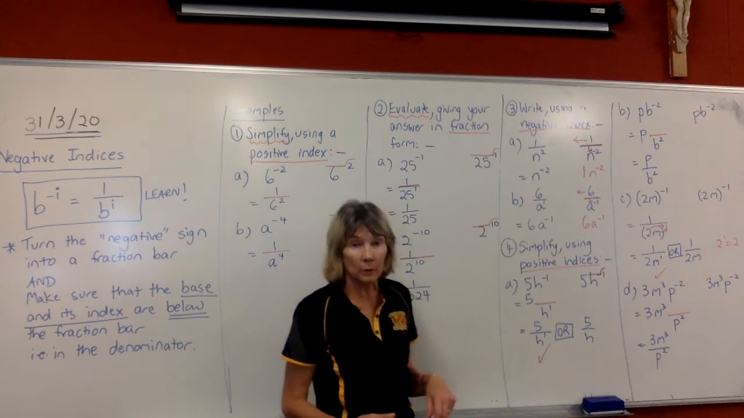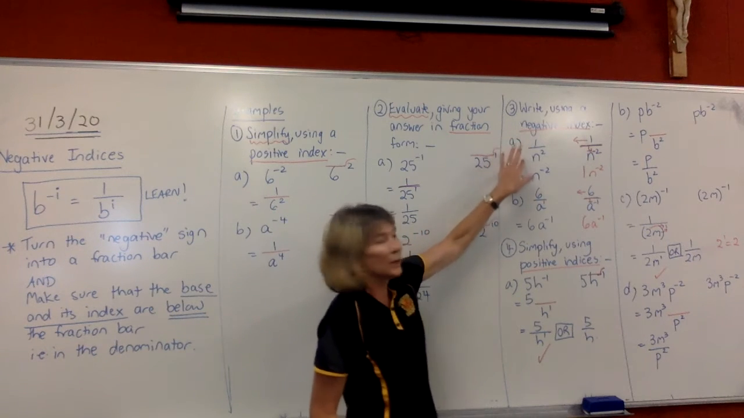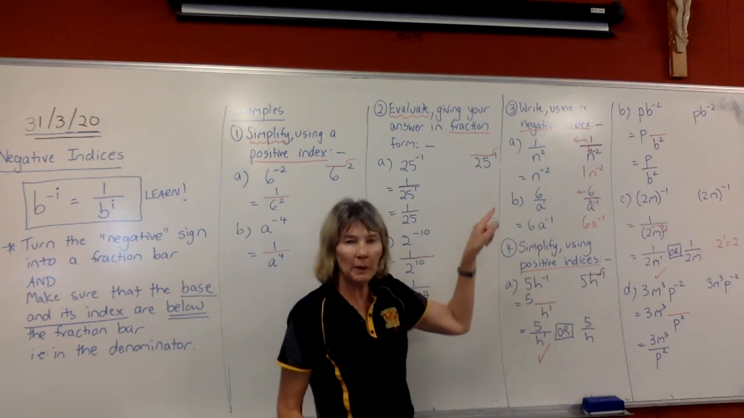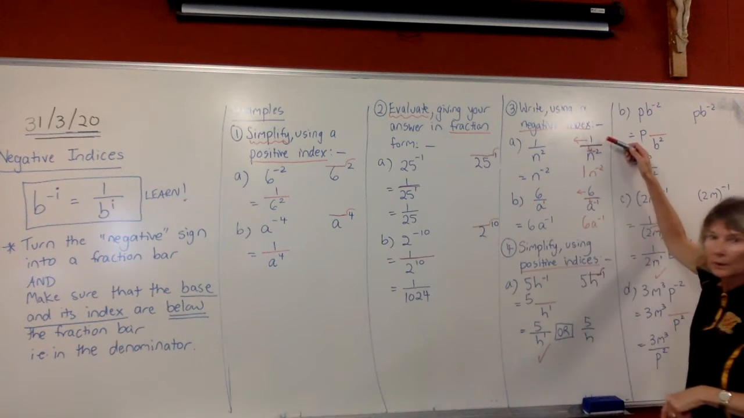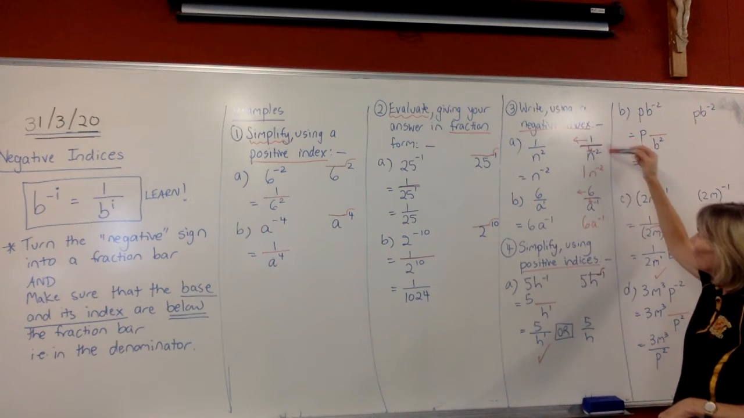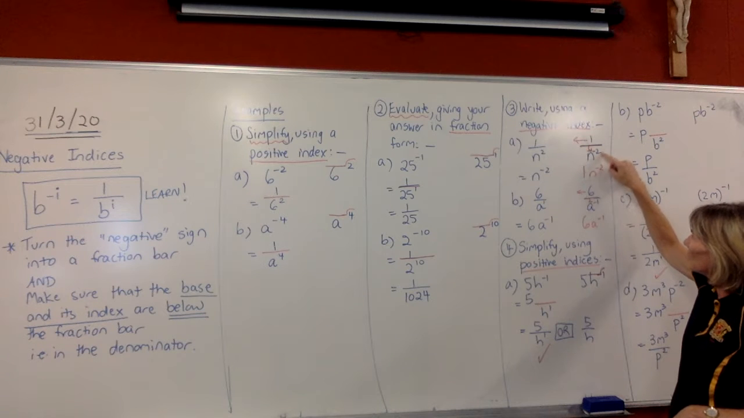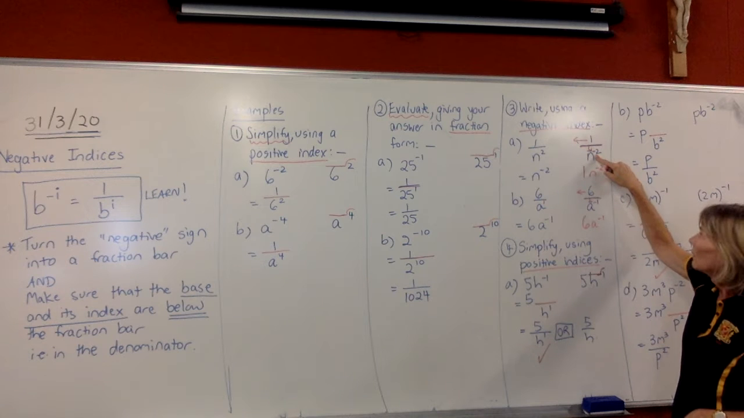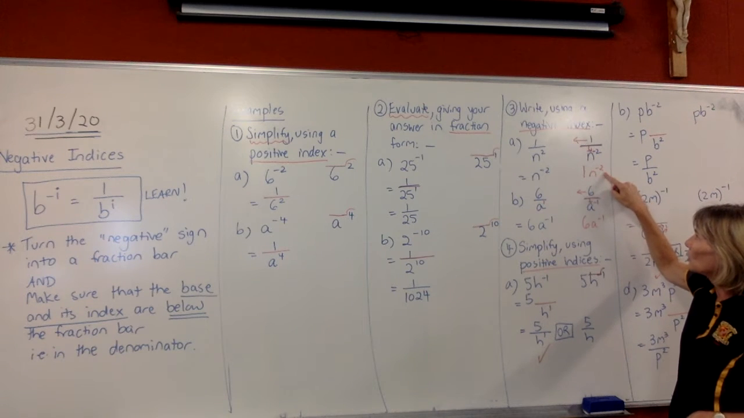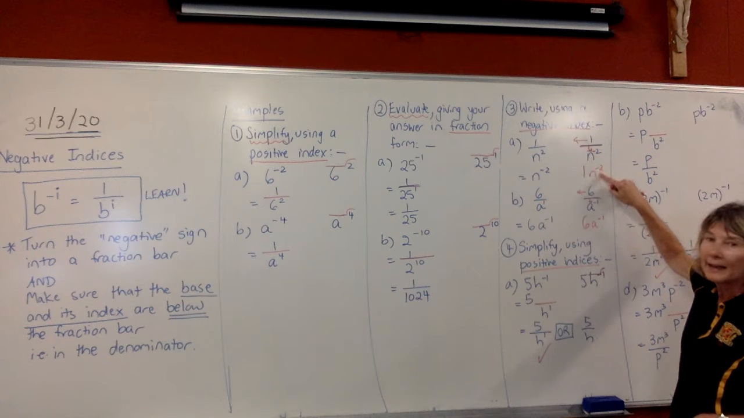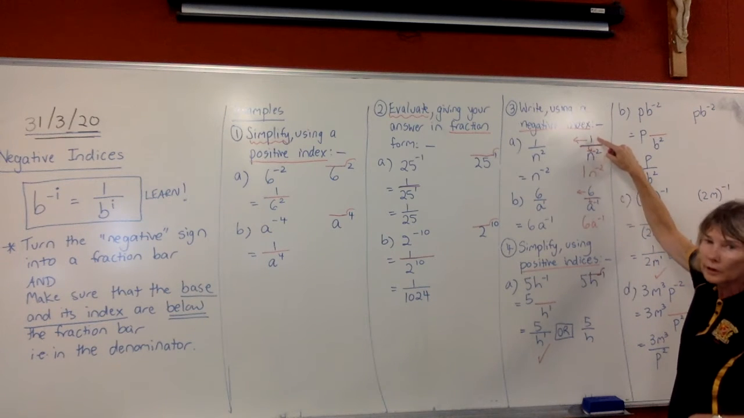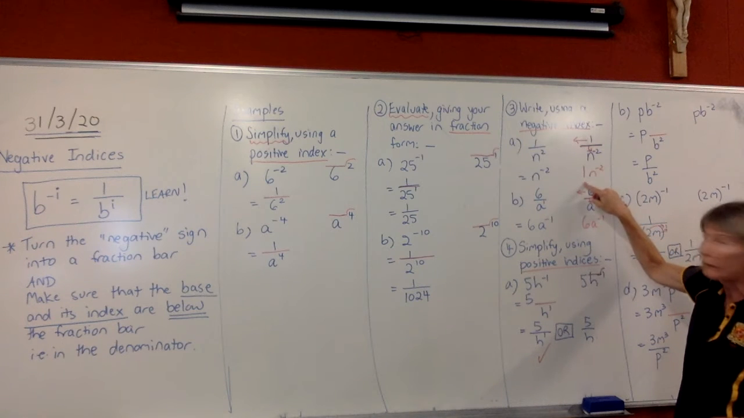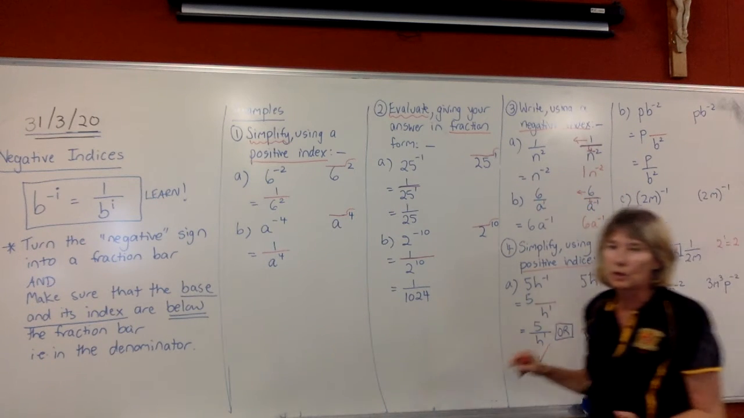Okay, the next question, we have write using a negative index. This time we're going backwards. We've been given 1 over n squared. If you come over here and have a look, we have down here the n squared and the bar. We're going to put that bar back in as a minus sign. So we have n to the minus 2. The bar's gone and it's back in here as a minus sign. The 1 at the top we slide out, so it's out the front. That now is left as 1 n to the minus 2. Well, 1 doesn't mean anything, so we're leaving it as n to the minus 2.